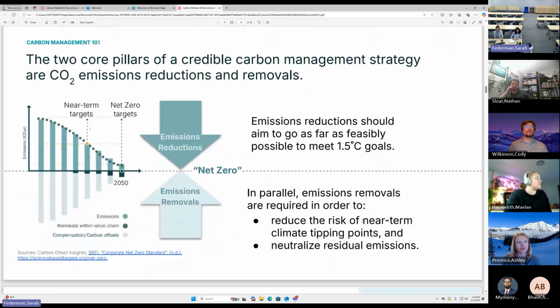That being said, any credible carbon management strategy is going to both first work to reduce emissions and then work to remove carbon from the atmosphere. Any questions about this? It sounds like most of you have been in some sort of introductory carbon management class.